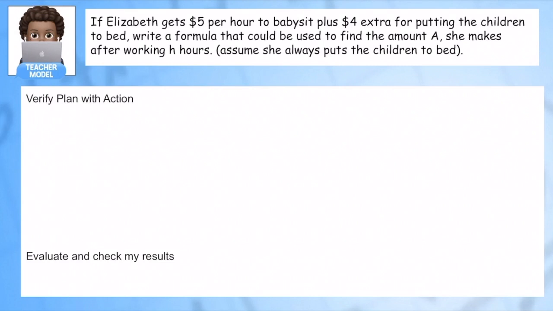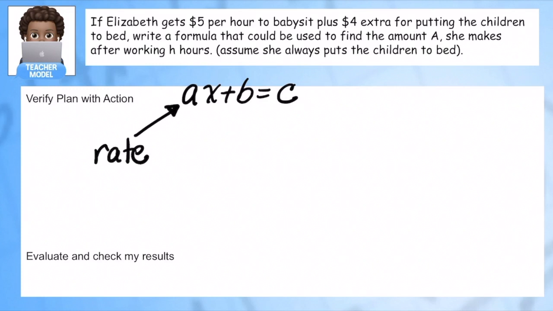All right, let's put our plan into action, and we're going to try and put this entire context, this problem, into our form AX plus B equals C. And we know the AX is going to represent some rates in a problem. So what we already know is, we know Elizabeth is getting $5 per hour, and we know that's our rate. So we're going to represent that as 5H, since H is the number of hours. And what's constant in the problem? What is not changing? And that's the additional $4 that the babysitter is getting. So that's staying constant. And the C is going to be how much she makes altogether.